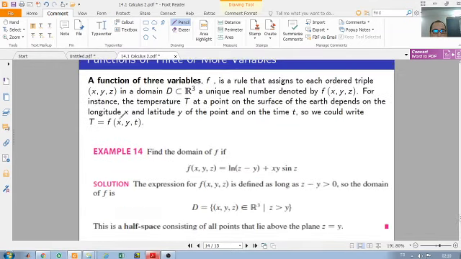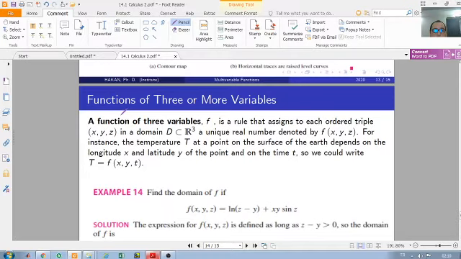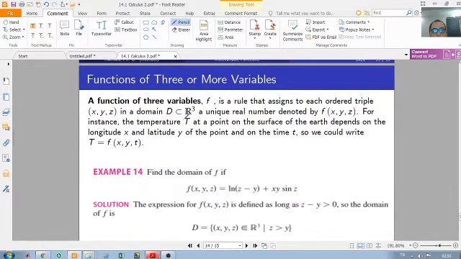geology. Also we can define functions of more variables. A function of 3 variables is a rule that assigns to each ordered triple x, y, z in the domain, which is a subset of R3, a unique real number denoted by f of x, y, z. So here we have 3 independent variables.